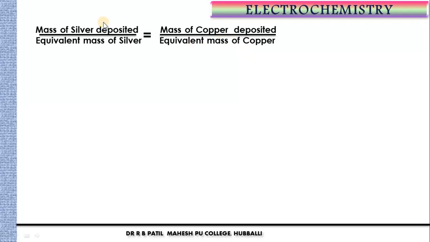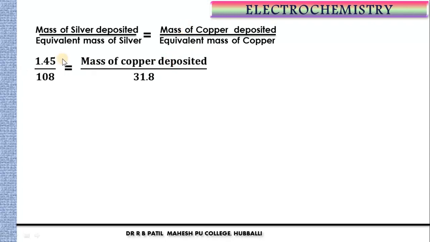You know mass of silver deposited, and even you know equivalent mass of silver. So three things are known here, last one you can find out easily. So 1.45, that is the mass of silver deposited, 108 is the equivalent mass of silver, and equivalent mass of copper is 31.8. I told how to get it: its atomic mass divided by 2. So when I solve this, I end with 0.4269 grams.